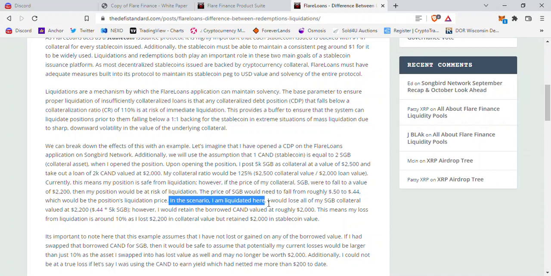And so in this case, he would lose all of the Songbird collateral that was valued at $2,200. But he would still retain the borrowed Canary dollar, the loan. He would still have that Canary dollar that he minted, which is valued at that $2,000. So this means that he lost around 10%, where the original collateral was $2,200. So yeah, he would have lost $200 in this transaction, and so that would have been the risk here.